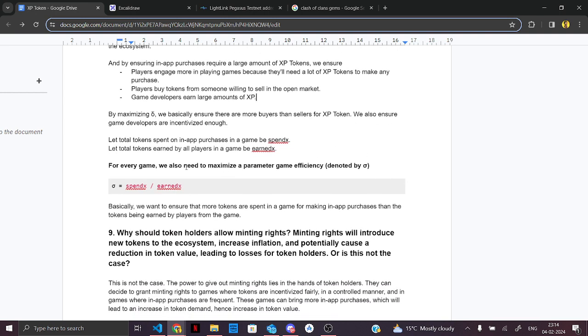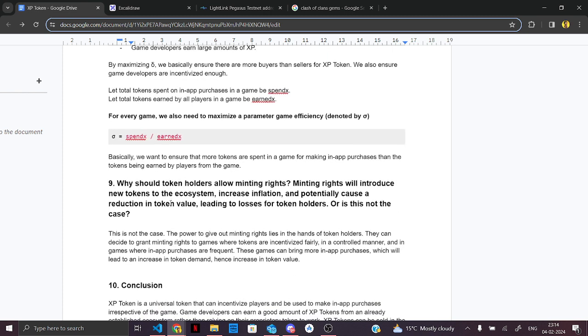So this other function is a very simple function, so you can understand it. Let tokens spent on in-app purchases in a game be spend X, and total tokens earned by all players in a game be earned X. So for every game we also need to maximize sigma. Sigma is spend X divided by earned X, which basically means that a lot more tokens should be spent on in-app purchases in a game than the tokens earned by players from that game. So we also need to maximize this to ensure the token has a very good real world value.